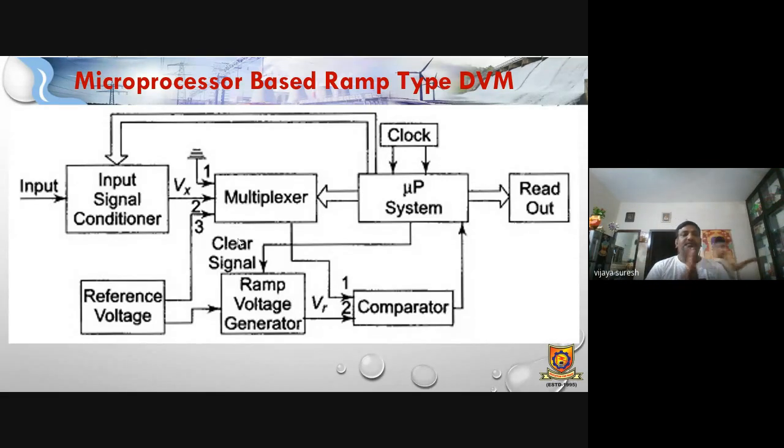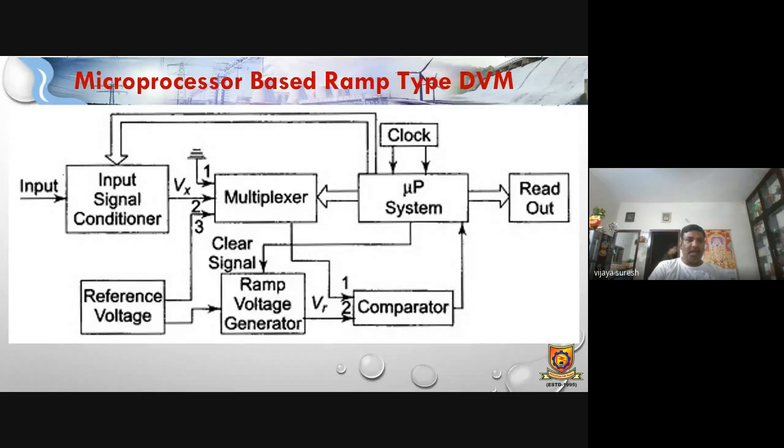Now we'll go through the microprocessor based ramp type digital voltmeter. The ramp type digital voltmeter we discussed in the very beginning of the classes, the same method we are using here, but the only difference is that here we are operating through a microprocessor system. You can observe the various blocks embedded in the microprocessor based ramp type digital voltmeter.